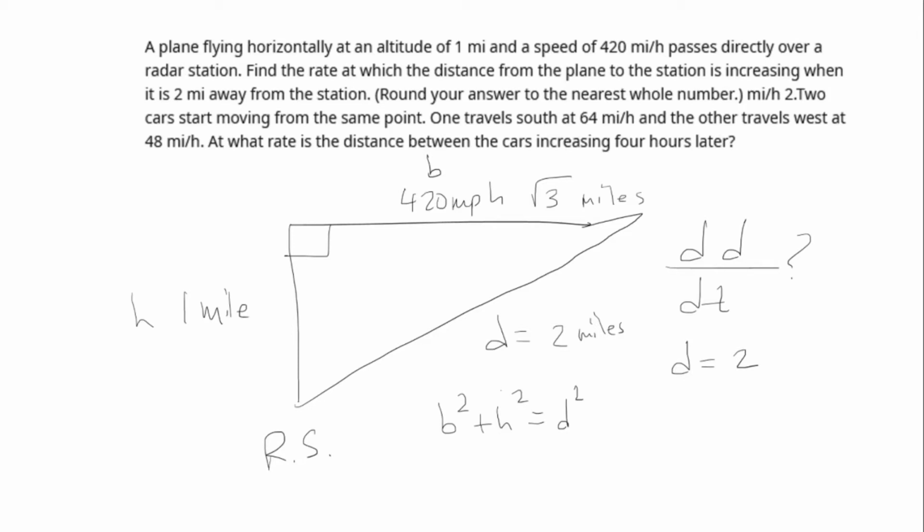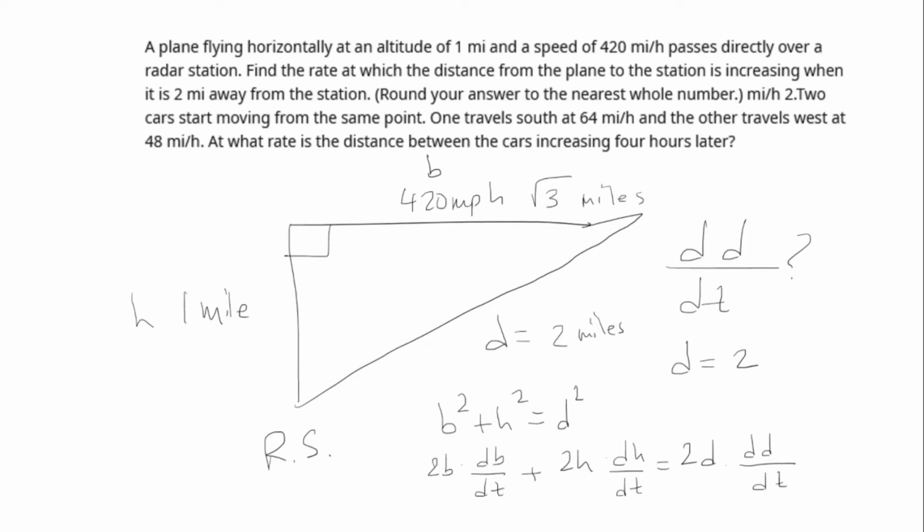And then if I take the derivative of both sides now with respect to t, because that's the independent variable, so I'm going to get 2b times db over dt plus 2h times dh over dt equals 2d times the derivative of d with respect to t.